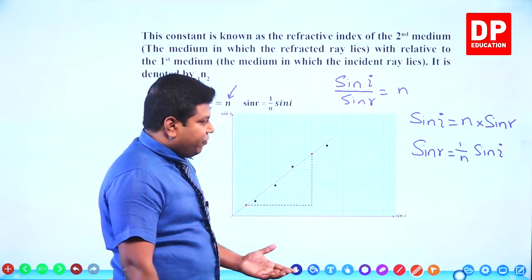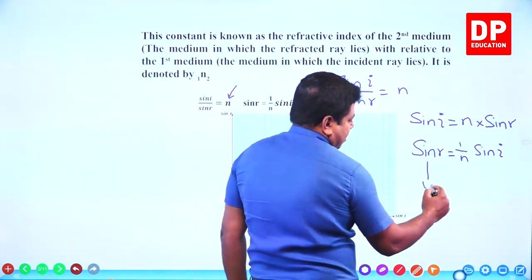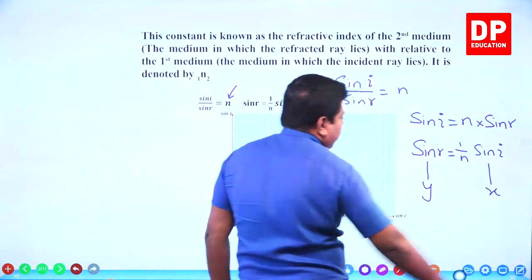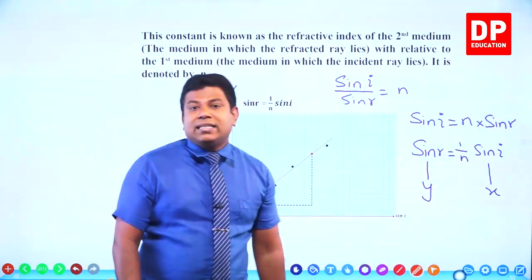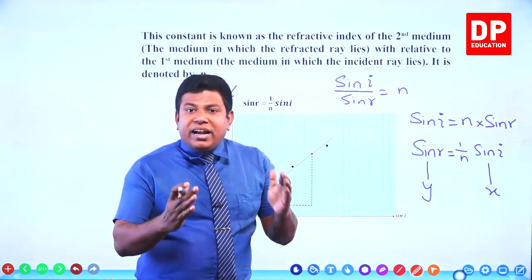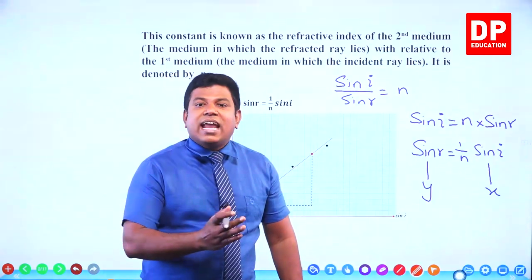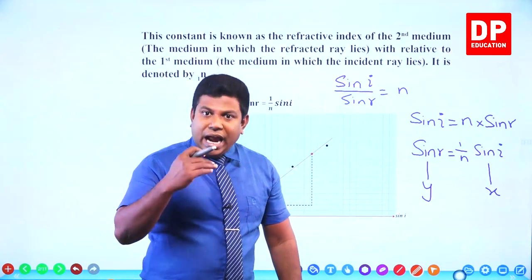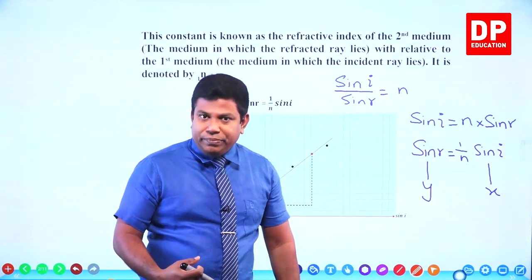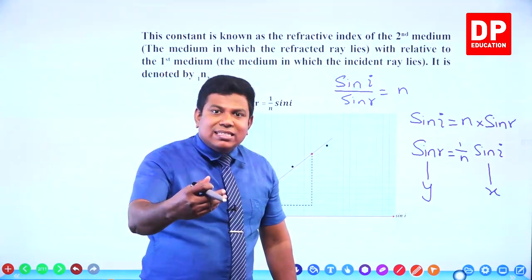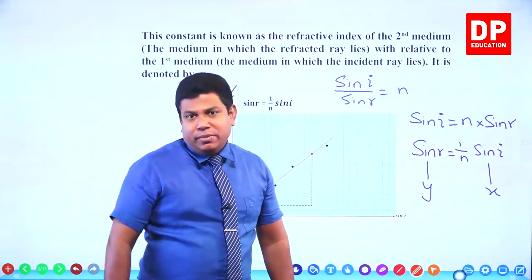So, we are going to draw the graph of sin R against sin I. Sin R is on the y axis. Sin I is on the x axis. Why do we take sin R on the y axis and sin I on the x axis? The independent variable is I, because we can change the incident angle as we want. According to that, R changes. The refraction angle changes accordingly. So, R is a dependent variable, and I is an independent variable.